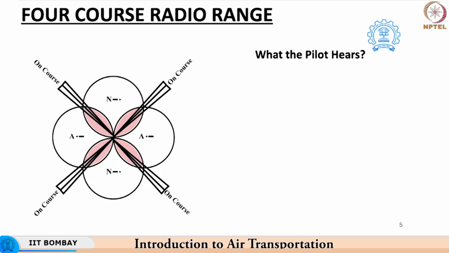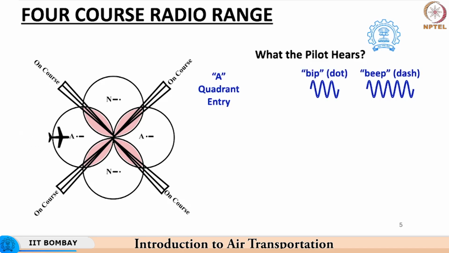Now, this radio range operates in the following way. As I mentioned earlier, there are four towers placed adjacent to each other in a square pattern. These towers emit their own respective signals, and there is an underlying overlapping region between the two, which is pointed out in the red region. In fact, this overlapping region determines the on course leg towards the navigation aid.